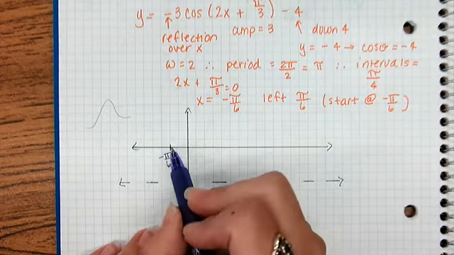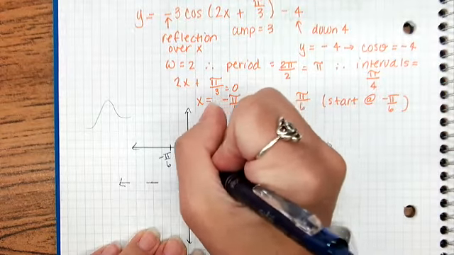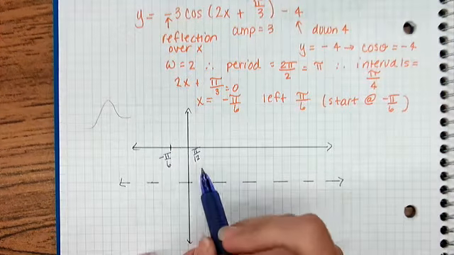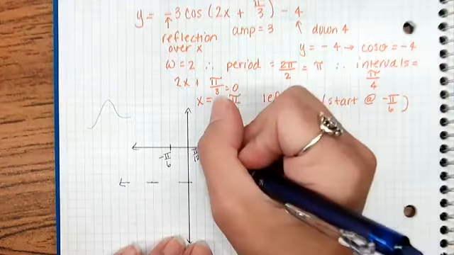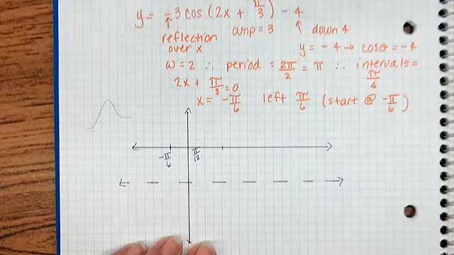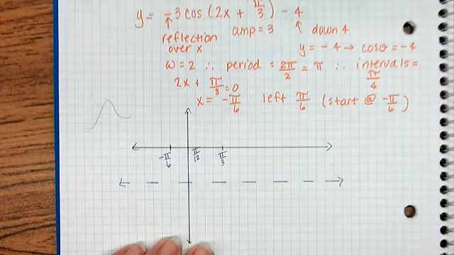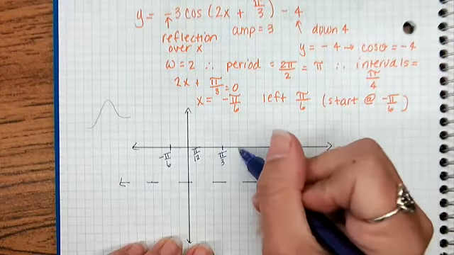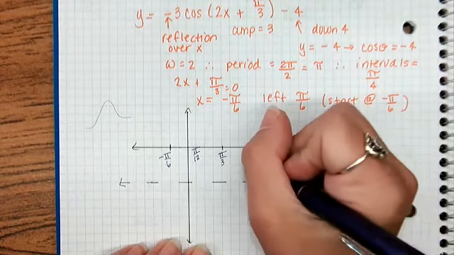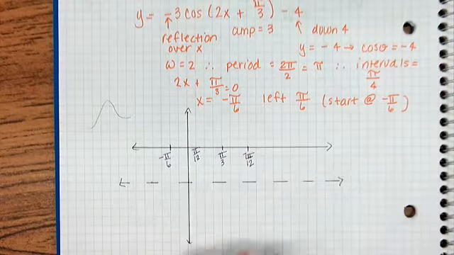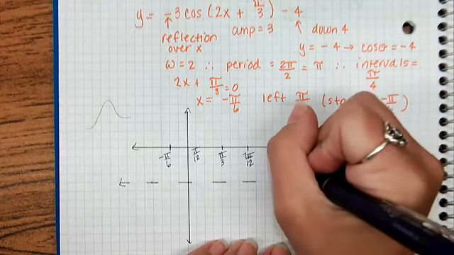Pi over 4 is 3/12. 1, 2, 3/12, and that is pi over 12. Another pi over 4, which is 3/12. 1, 2, 3, that's 4 pi over 12, which is pi over 3. Another 3/12. 1, 2, 3/12. So that is 7 pi over 12. You have to have all of these labeled. Then 3 more 12ths. 1, 2, 3. That's 10/12, which is 5 pi over 6.